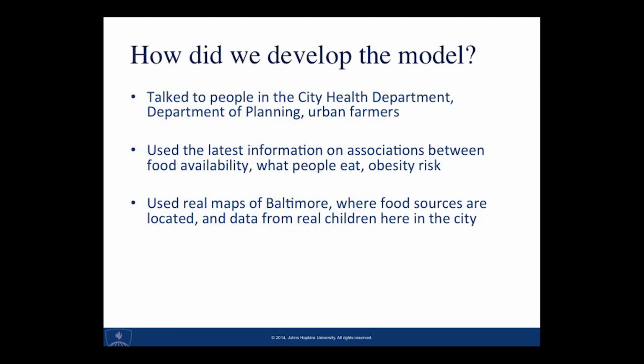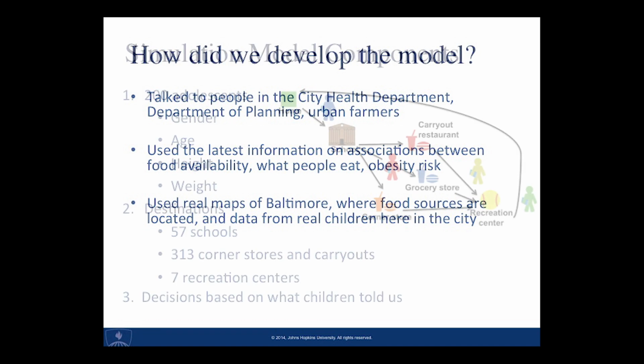How did we develop this particular model? This involved a multi-stage process, but included talking to people at the City Health Department, the Department of Planning. We talked to urban farmers and community members in the city of Baltimore. We also used the latest scientific information on associations between food availability, what people eat, and their risk for obesity. We used real maps of Baltimore City. We used information that told us where different food sources are located, and we used actual data from real children here in the city of Baltimore.